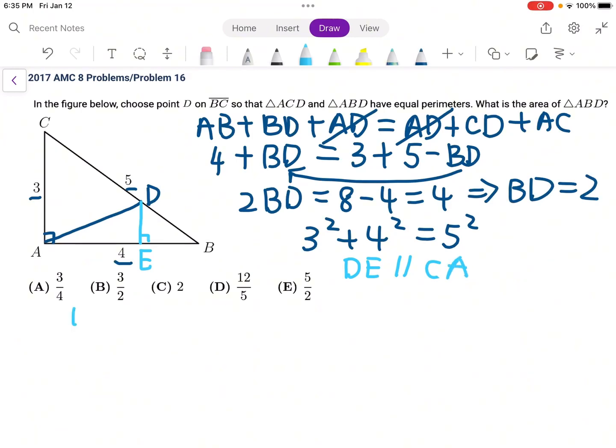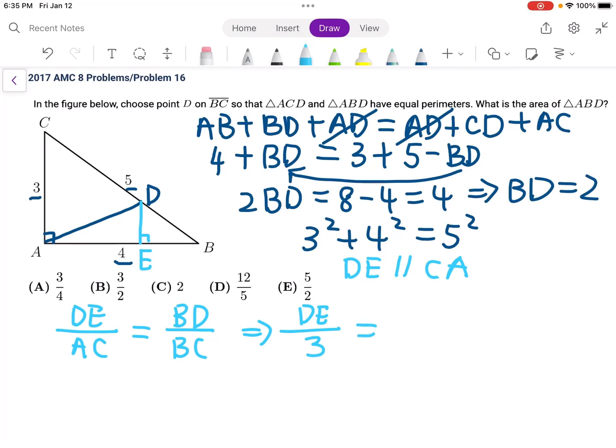Therefore, DE divide AC equals BD divide BC. That means DE divide AC is 3 equals BD is 2 and BC is 5. Then we can get DE equals 6 over 5. Now we can calculate the area of ABD.